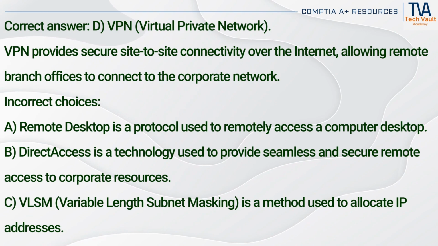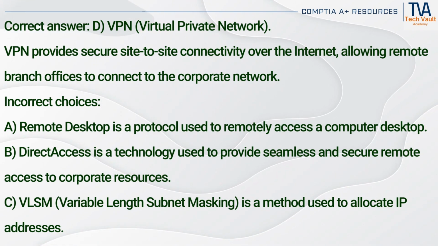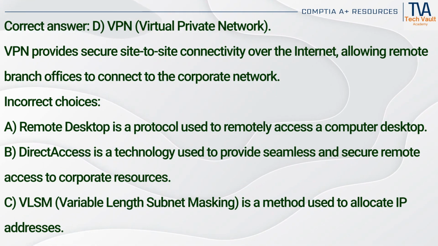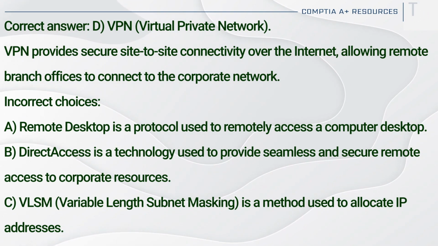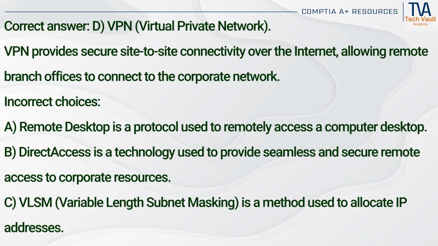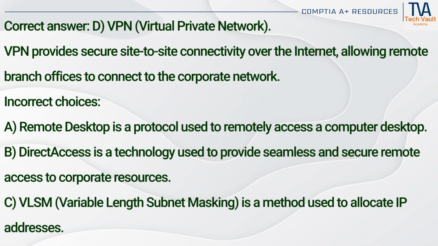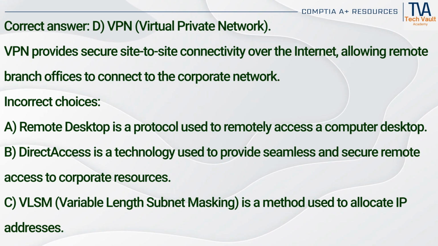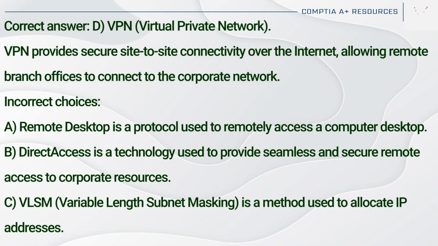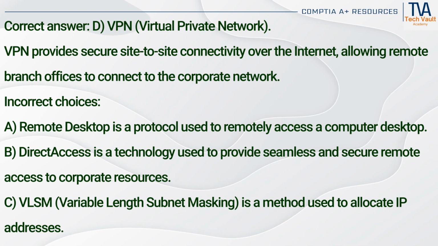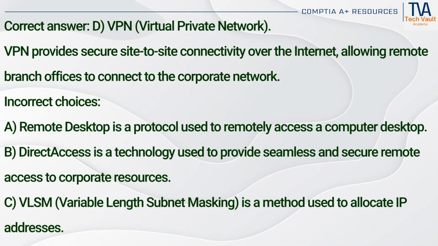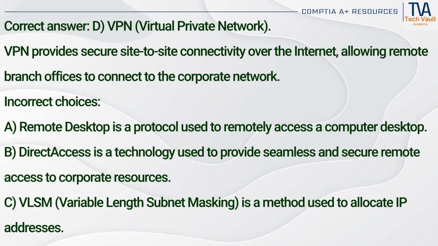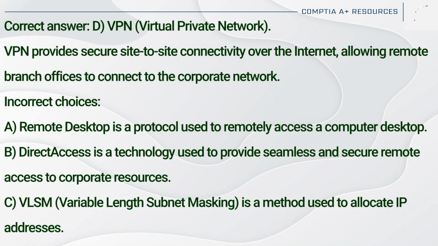Correct answer, D, VPN, Virtual Private Network. VPN provides secure site-to-site connectivity over the internet, allowing remote branch offices to connect to the corporate network. Incorrect choices. A, Remote desktop is a protocol used to remotely access a computer desktop. B, DirectAccess is a technology used to provide seamless and secure remote access to corporate resources. C, VLSM, Variable Length Subnet Masking, is a method used to allocate IP addresses.